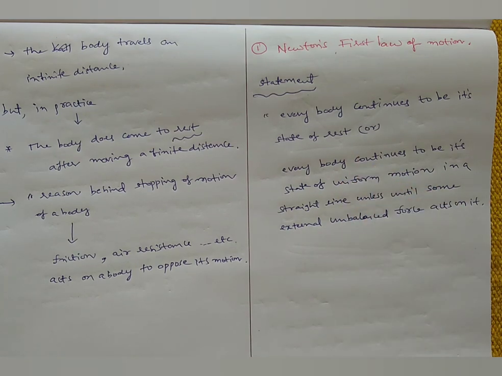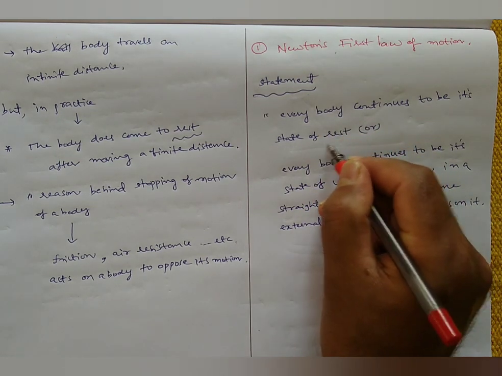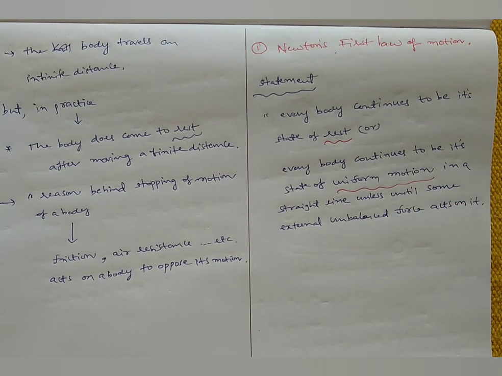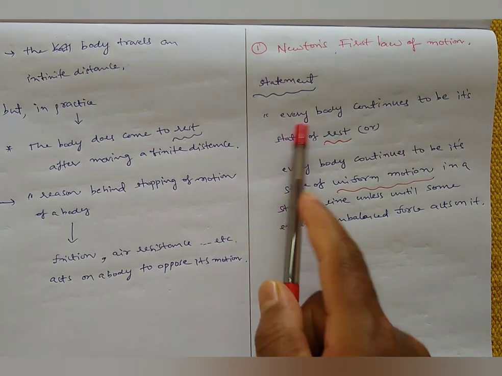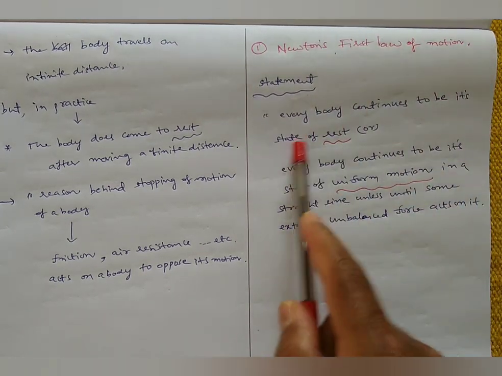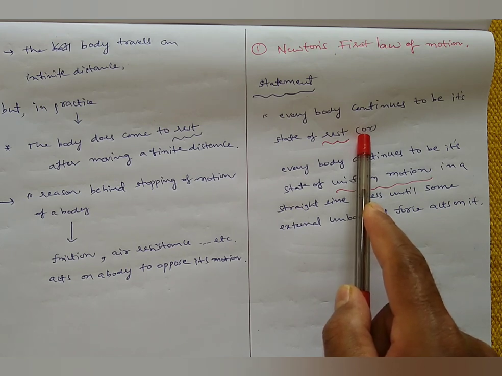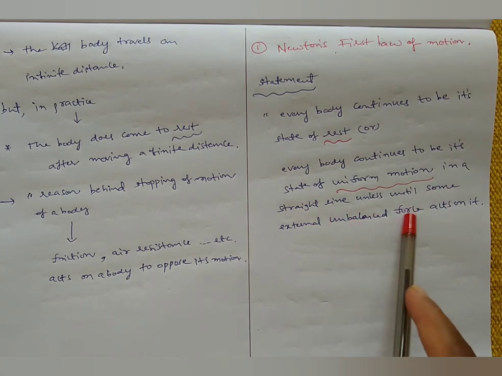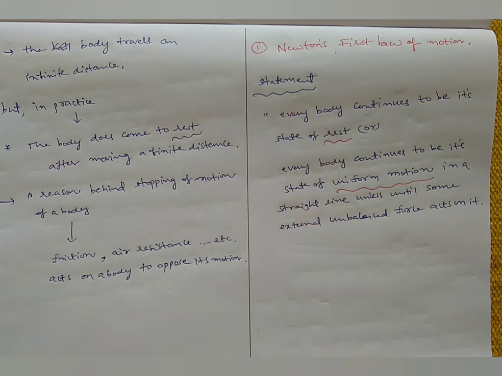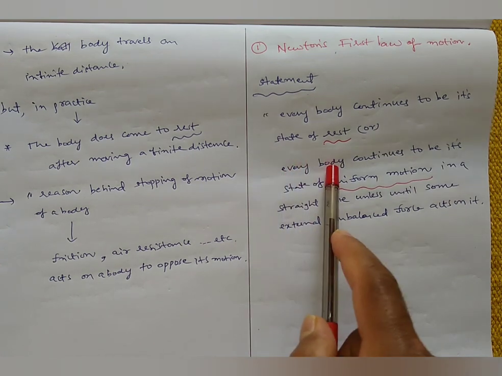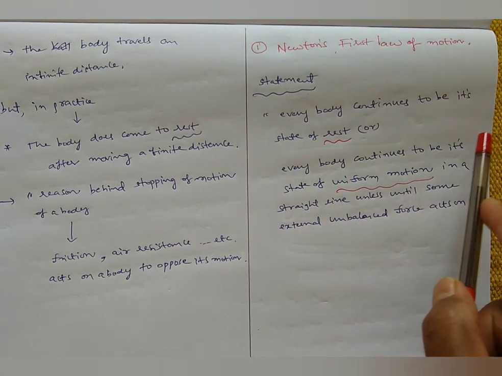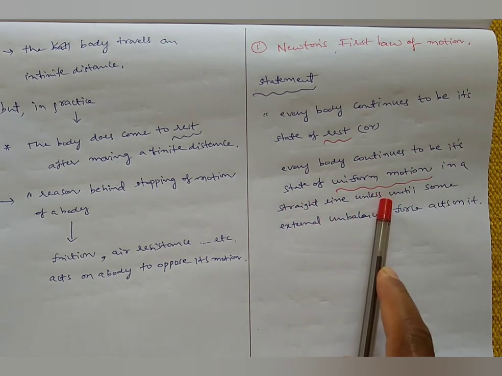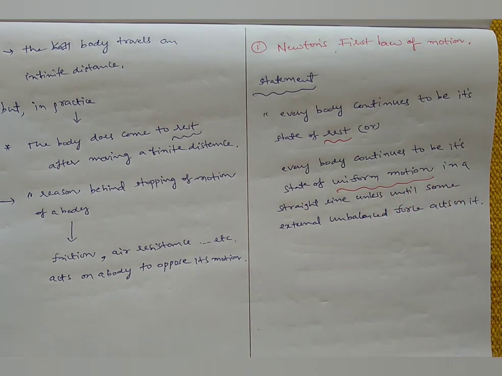See, I am dividing the statement into two parts actually. One is when the body is at rest. Another one is when the body is in uniform motion. Now look at the first statement. Every body continues to be in state of rest unless until some external force acts on it. That is the first point. The second point is every body continues to be in its state of uniform motion in a straight line unless until some external force acts on it.